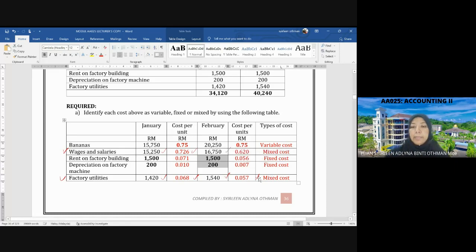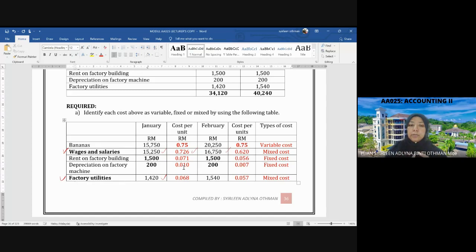Okay, tapi ada dua item lagi which is factory utilities, and wages and salaries. In total dia tak sama dua-dua bulan, per unit pun tak sama dua-dua bulan. So itu karakteristik untuk mixed cost. Okay, so now saya dah tahu variable cost yang mana, mixed cost yang mana, fixed cost yang mana. So kerja saya seterusnya ialah untuk form the equation kan.